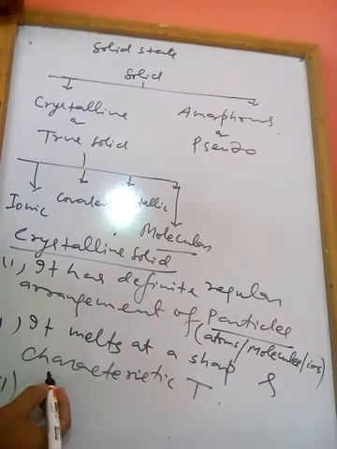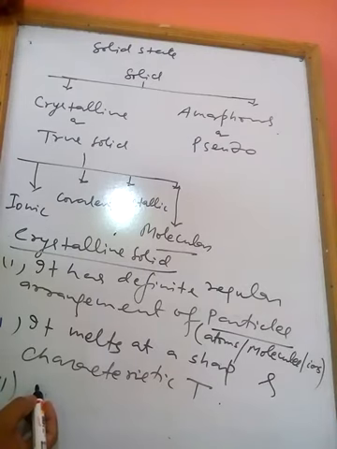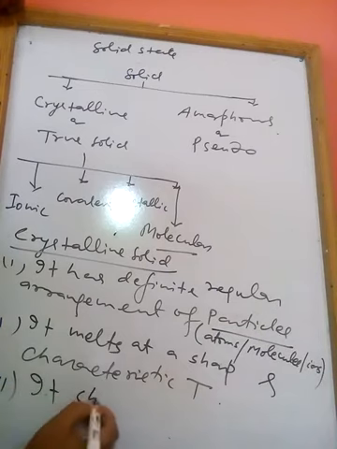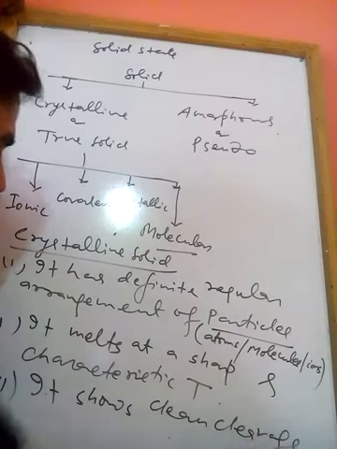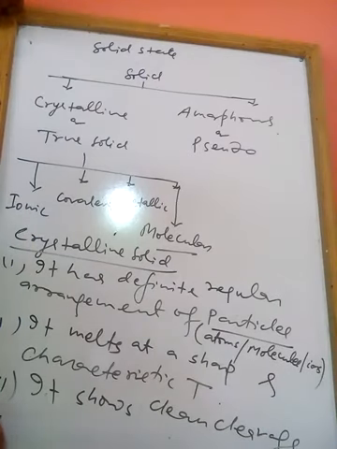Now it shows cleavage property. When cut with a sharp edge tool, they split into two pieces and the newly generated surfaces are plain and smooth. So it shows clean cleavage, that is, newly generated surfaces are plain and smooth.